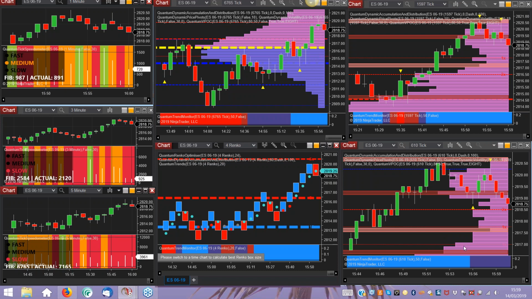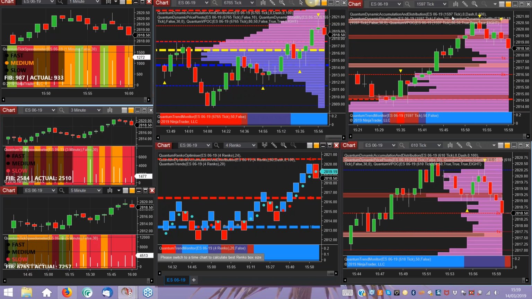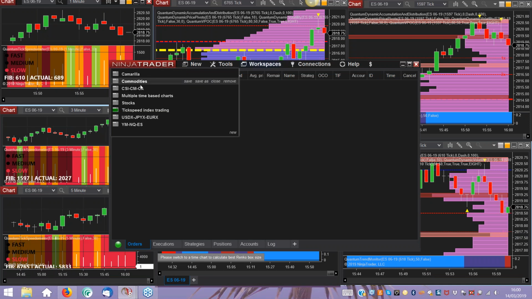then it's a question of waiting and being patient to see if this is going to rally further. The trend monitor, we've gone into a transitional color down on the fastest 610 chart, but up on the 1597, the slower ones, and the 6765, we're still in bullish phase for the time being. We've got some pivots coming in here, though, on the top here, which are suggesting some short-term weakness, which is not really what we want to see.